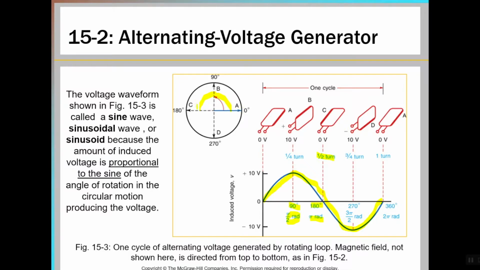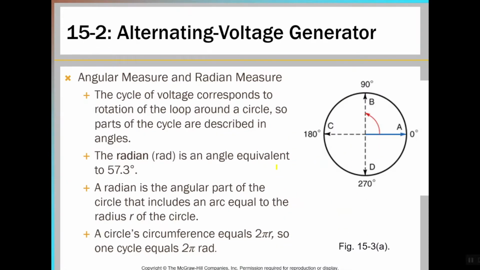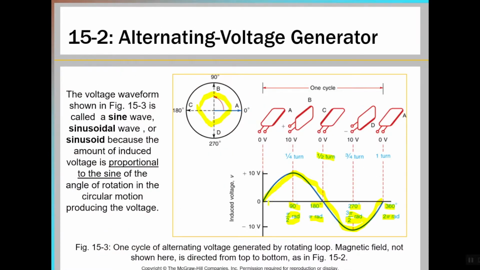And then when we come on around here, we're fully negative now, at 270 degrees, or 3 pi over 2 radians. And then all the way back to the beginning again, at 2 pi radians or 360 degrees. Now, if we do this in 1 second, that's 1 hertz. If we do 2 of these in a second, that's 2 hertz.